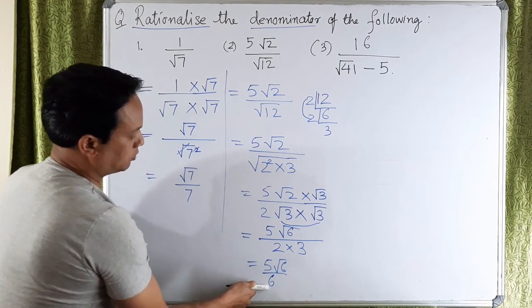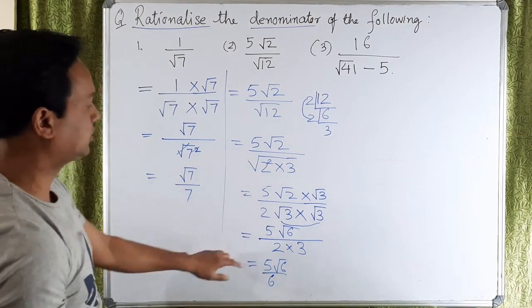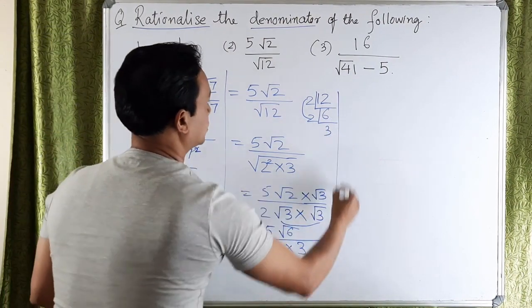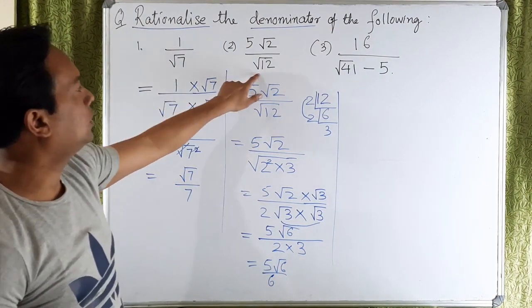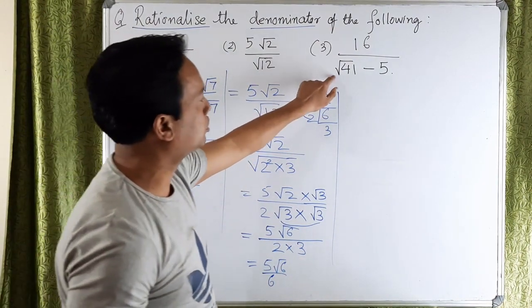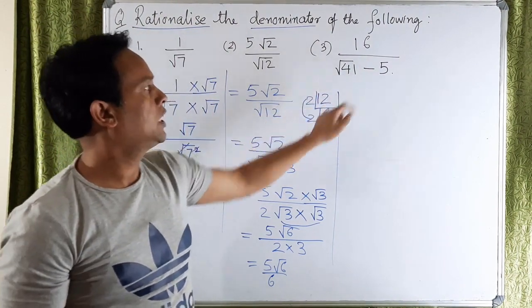So the denominator has become rational. Here also the denominator has become rational. So we have rationalized the denominator. So this type of sums, here I have shown you where the denominator contained only one term. Now if we come to this question, what do you see? We have two terms in the denominator.